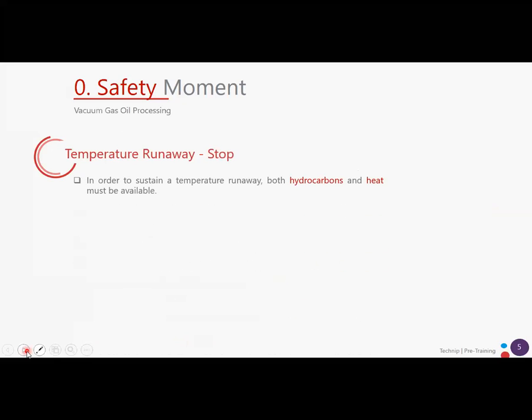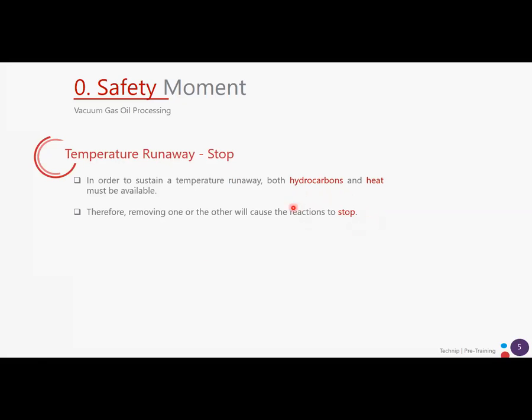How can we stop the runaway? To keep a temperature runaway going, you need hydrocarbons and heat. So if you eliminate one of these, you will stop the temperature runaway. Therefore, removing one or the other will cause the runaway reaction to stop.